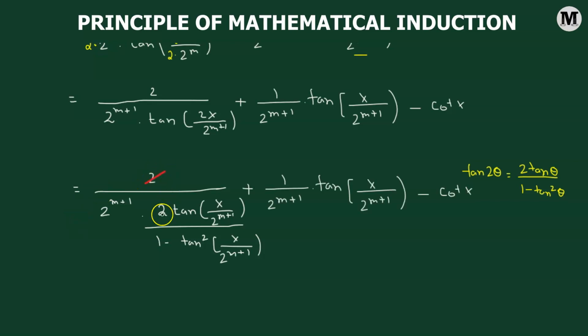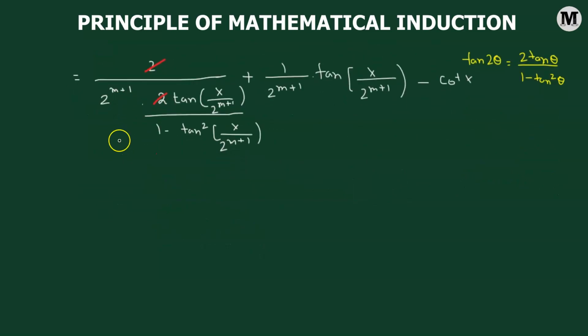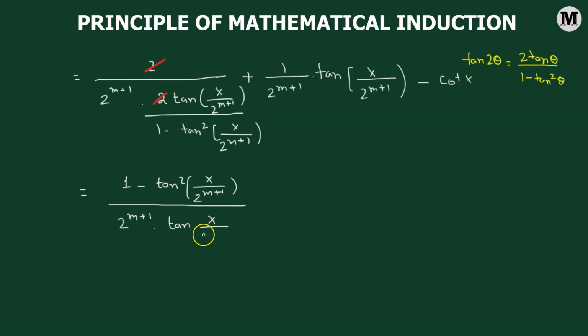Now we can factor out this 2 from the numerator and the denominator, and we will simplify the first term. So this entire denominator portion is going to go to the numerator to give us 1 minus tangent squared. We have x divided by 2 raised to the power of m plus 1. Fine. And then in the denominator, we have 2 raised to the power of m plus 1 multiplied to tangent of x divided by 2 raised to the power of m plus 1. And then we have the rest of the two terms.